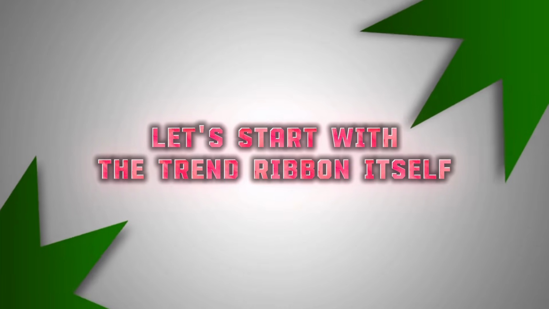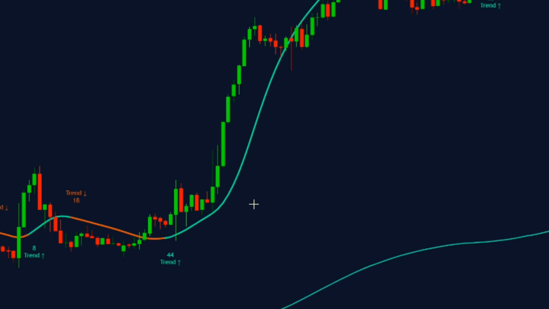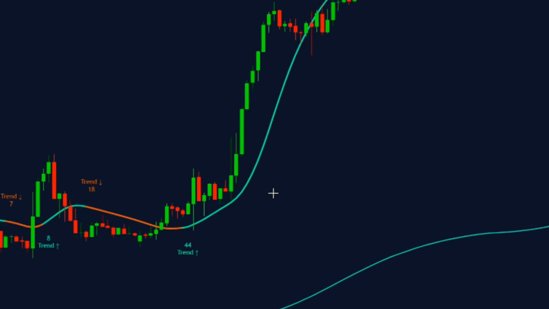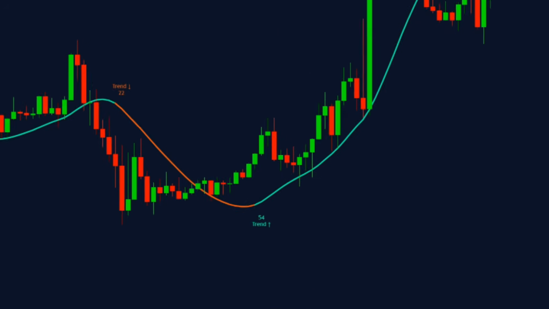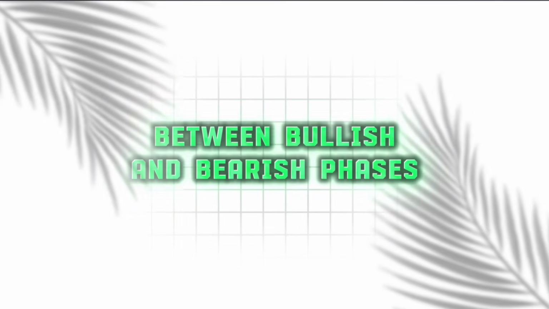Now, let's break down the individual components. Let's start with the trend ribbon itself. The logic here is visual and immediate. The ribbon turns green when the market structure is bullish, and it turns red when the market is bearish. During the transitions between bullish and bearish phases, you will notice these specific numbers appearing.